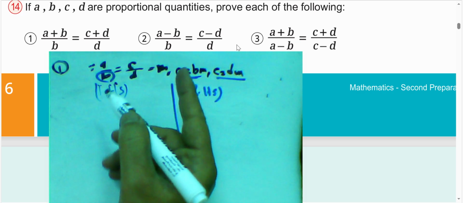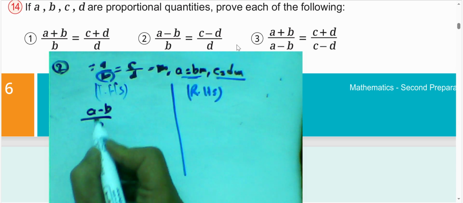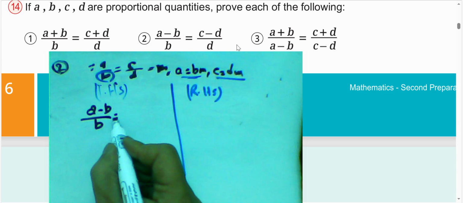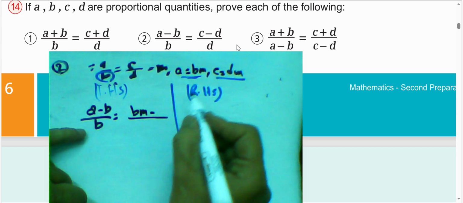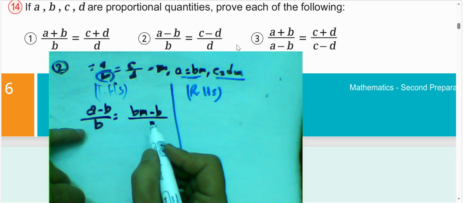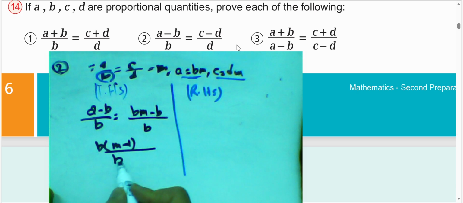Left hand side about question number 2. We have (a minus b) over b. The value of a equals bm, minus the value of b. b is a common factor over b. Then we have (m minus 1) over 1, so the answer will be m minus 1.